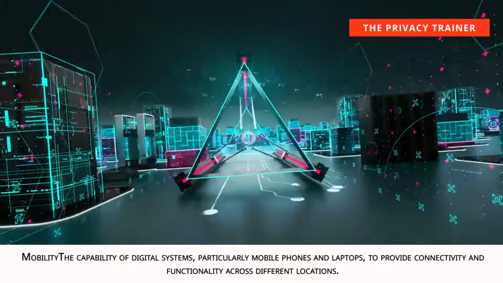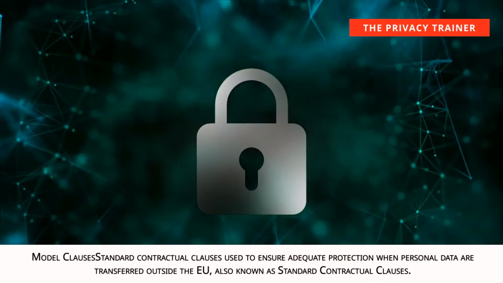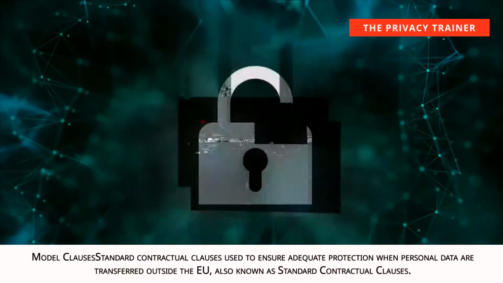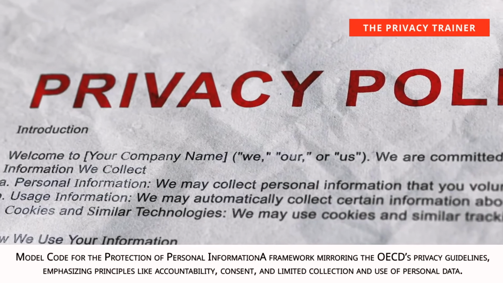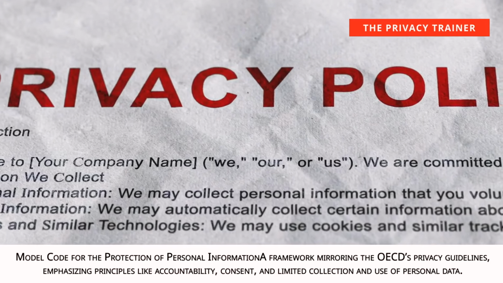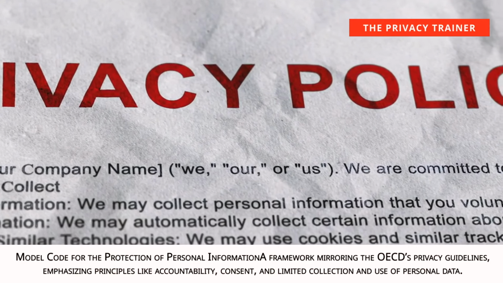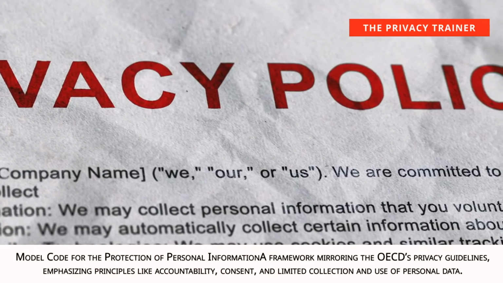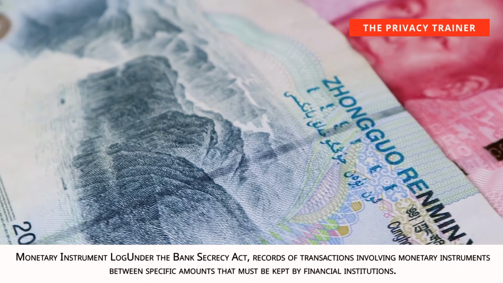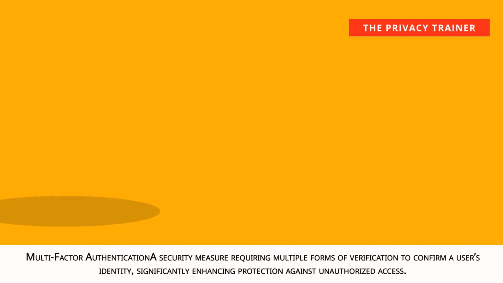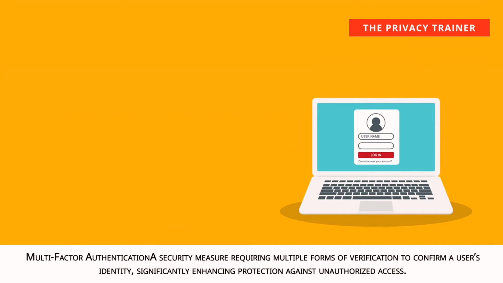Mobility: the capability of digital systems, particularly mobile phones and laptops, to provide connectivity and functionality across different locations. Model clauses: standard contractual clauses used to ensure adequate protection when personal data are transferred outside the EU, also known as standard contractual clauses. Model code for the protection of personal information: a framework mirroring the OECD's privacy guidelines, emphasizing principles like accountability, consent, and limited collection and use of personal data. Monetary instrument log: under the Bank Secrecy Act, records of transactions involving monetary instruments between specific amounts that must be kept by financial institutions. Multi-factor authentication: a security measure requiring multiple forms of verification to confirm a user's identity, significantly enhancing protection against unauthorized access.